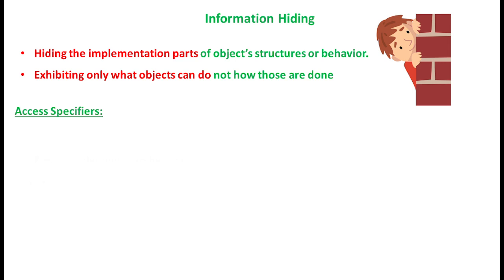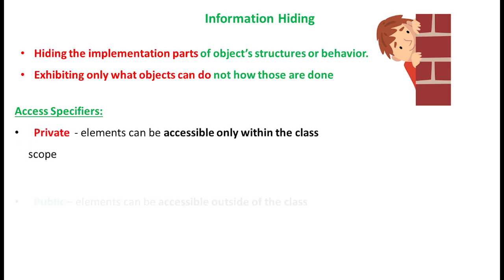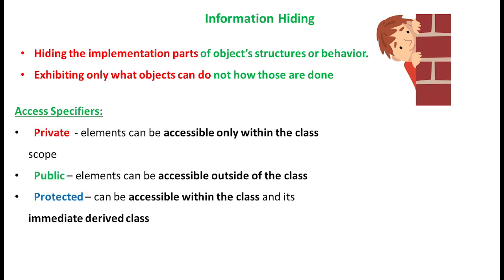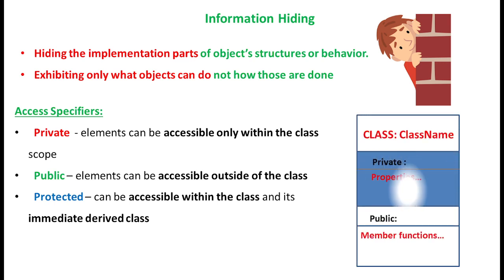We have different access specifiers: private, public, and protected. Private means the object's properties or elements can be accessed only within the class scope. Public means the elements of the object can be accessed outside of the class. Protected means the elements of the object can be accessed within the class and also in its immediate derived class.